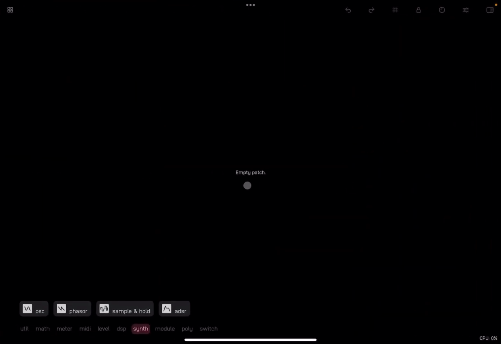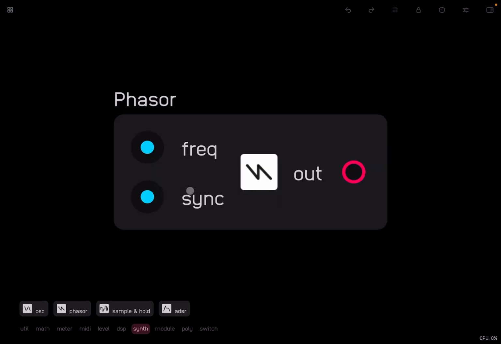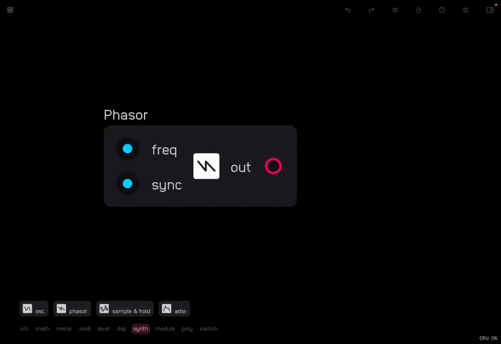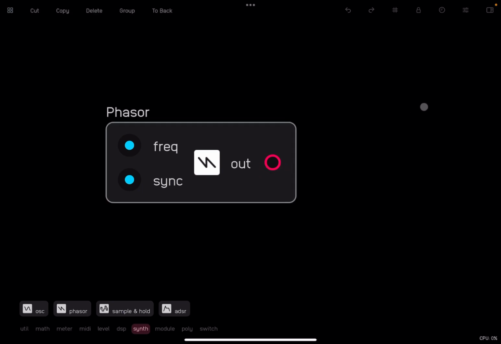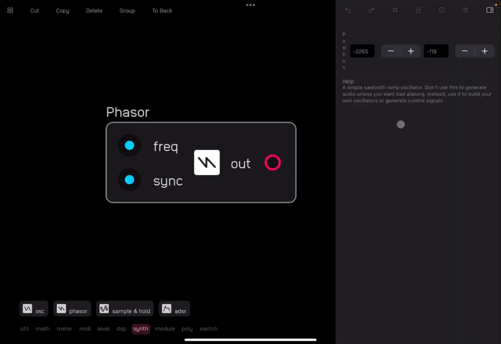With that being said, let's start to drag and drop the Phasor node. Let's double click to zoom it up. You can see two input nodes, a frequency and a resync. A resync will start resyncing from the beginning the production of that waveform, and an output, of course. Let's select it and let's go to the inspector.